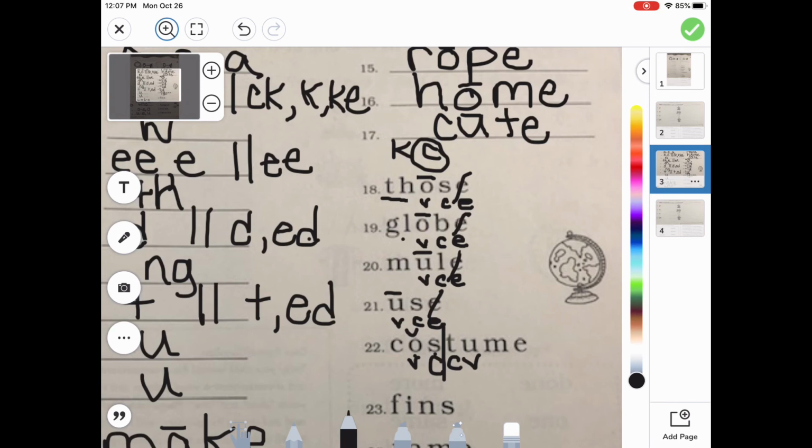In my last syllable, I've got a vowel, but then I've got consonant E, so I know it's going to be a long U and a sneaky E. So I have t-ume, tume, cost. Costume. Very good. So those, globe, mule, use, and costume. So which word matches the picture? That's right, globe.